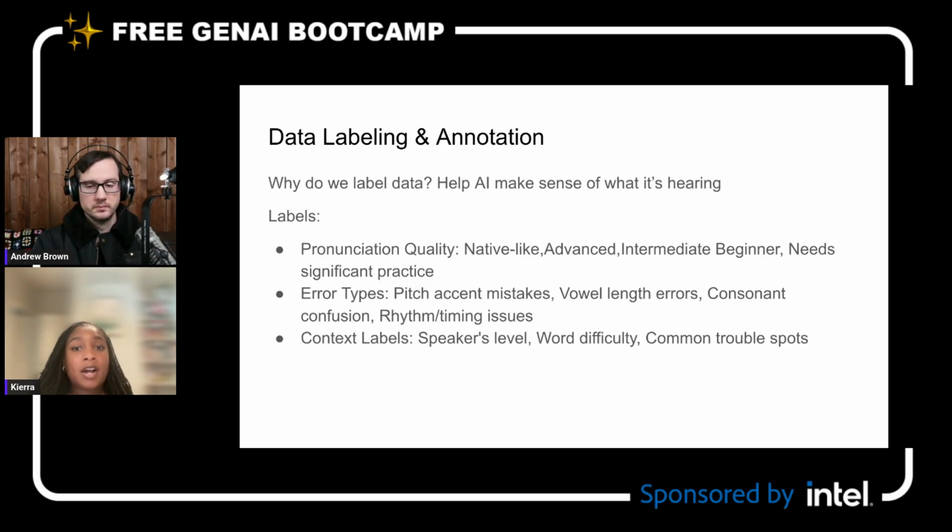We can also add some context, so a slight pronunciation error from a beginner might be acceptable, but the same error from an advanced student needs correction. So these context labels help our AI provide appropriate, level-specific feedback.